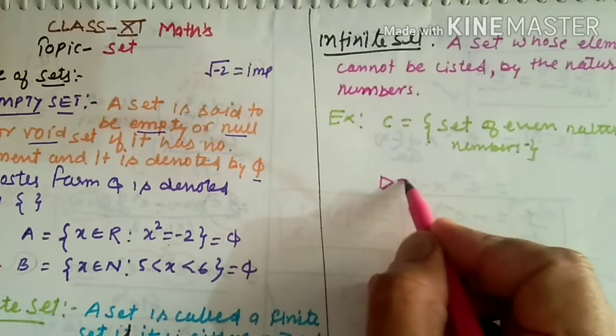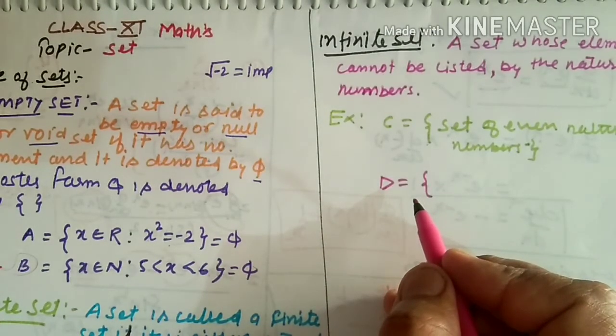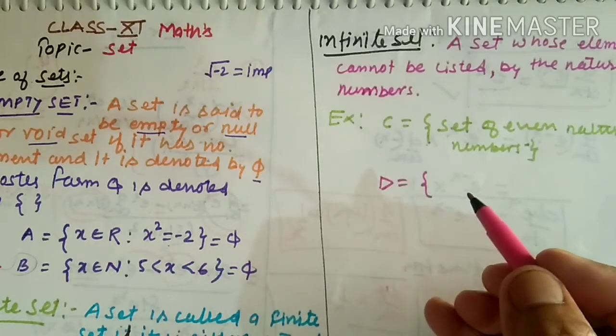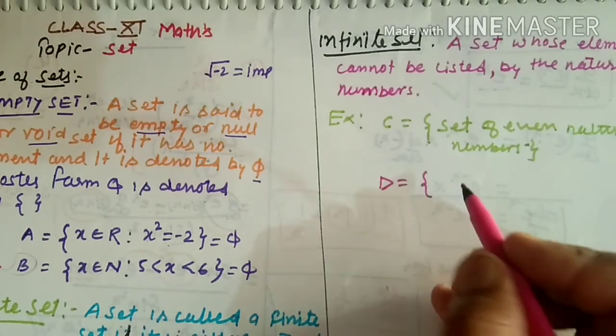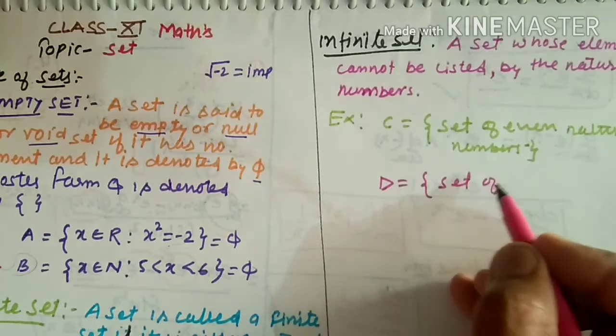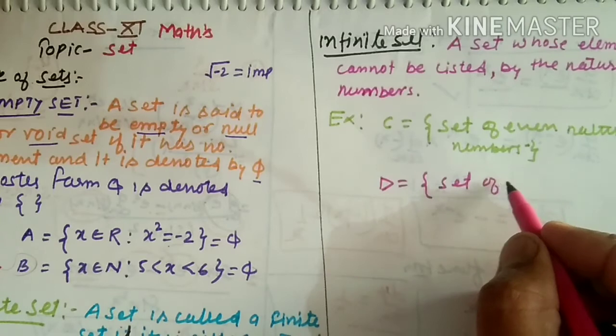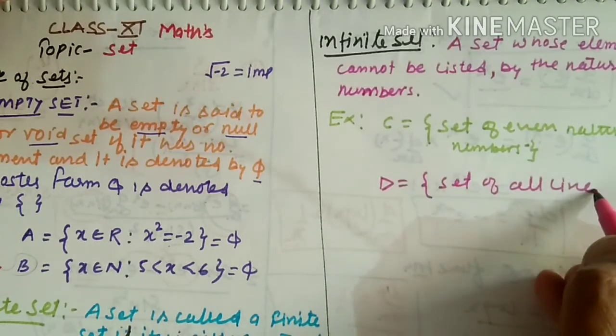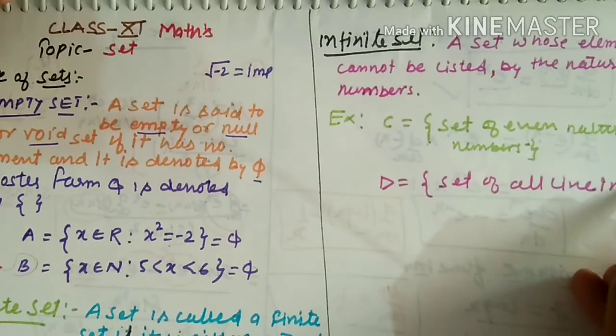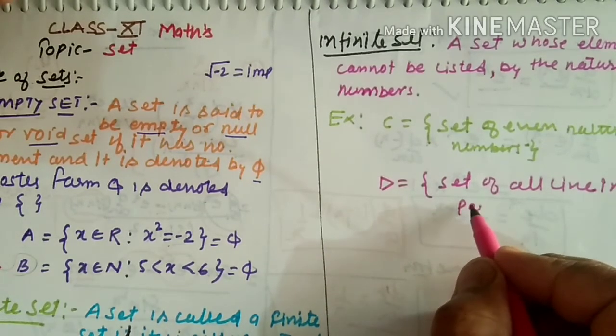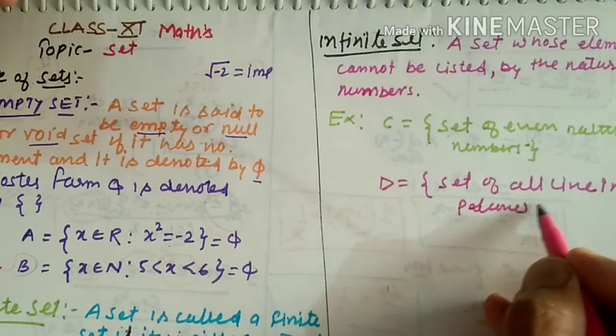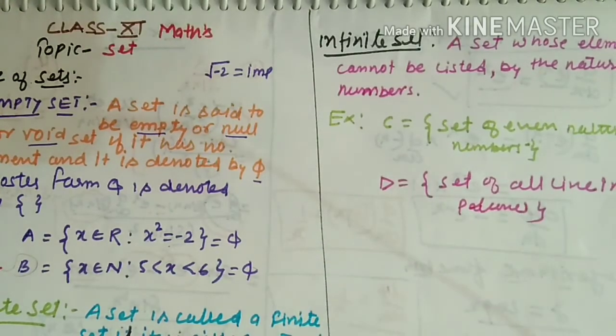We can see one more example to clear our concept. The set of all lines in a plane. We know that there are infinitely many lines in a plane. Clear? So we discussed finite sets, whose elements can be counted, and infinite sets, whose elements cannot be listed. Next we will discuss equivalent sets.